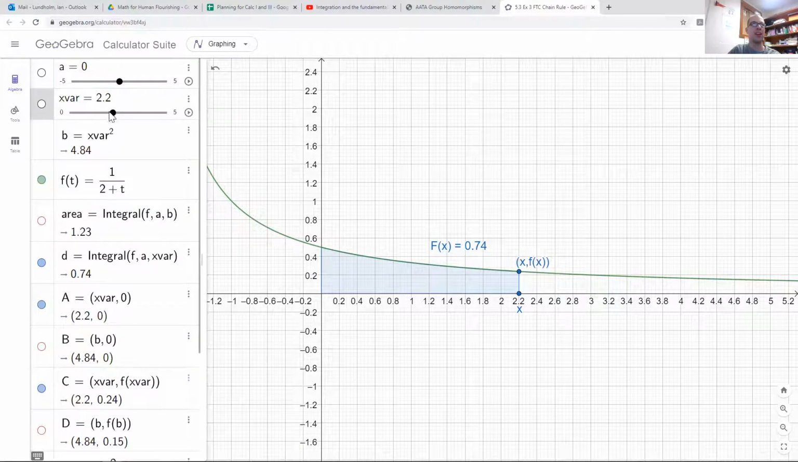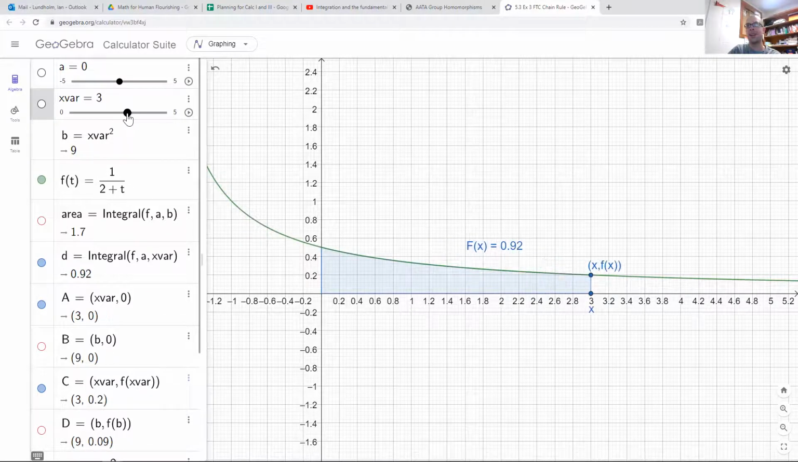This part is giving us the value for this specific value of x. Here we've got x equals 2. Here we've got x equals 3. No big deal. This is giving us the area.